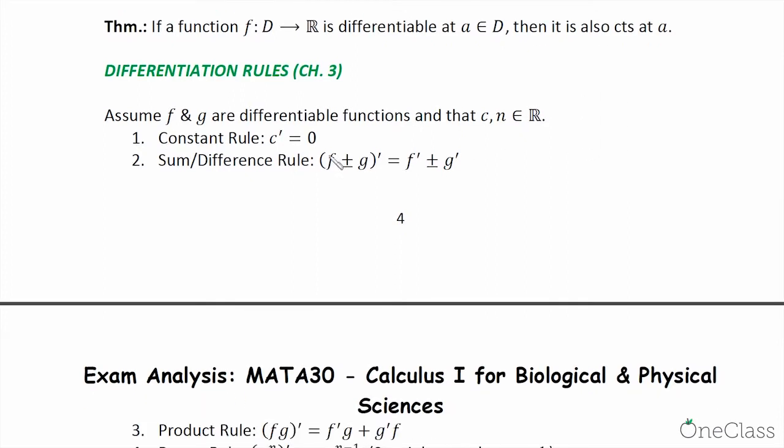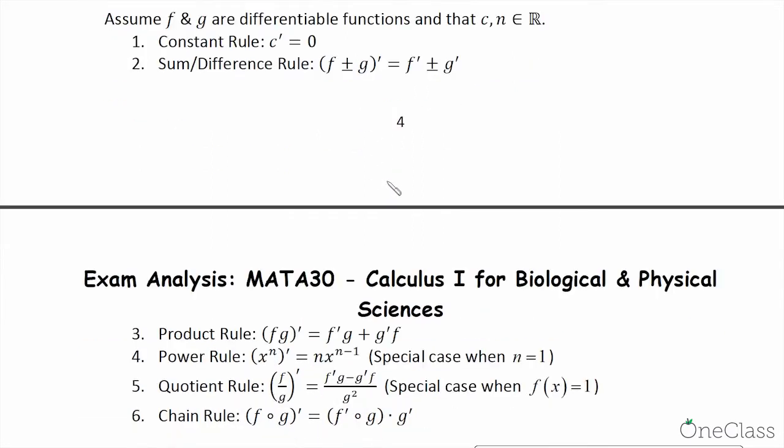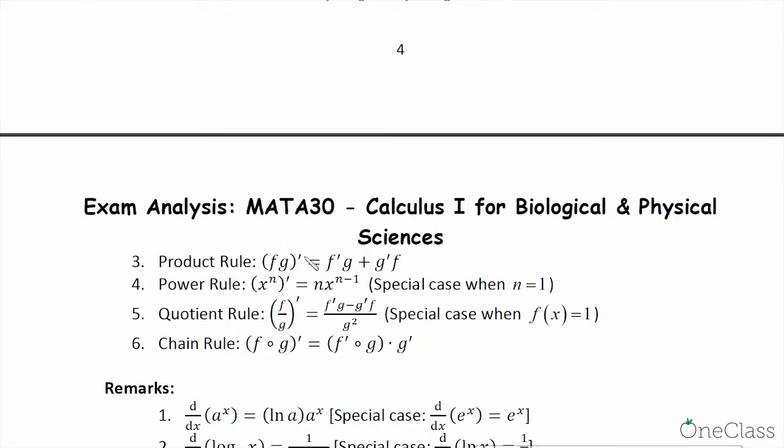We have the constant rule, which says that the derivative of a constant is just 0. Sum difference rule: the derivative of a sum or difference is just the sum of the derivatives or the difference of the derivatives. Product rule: for the derivative of the product, we have to be a little more careful. So the derivative of the product of two functions, f and g, is going to be f prime g plus g prime f.